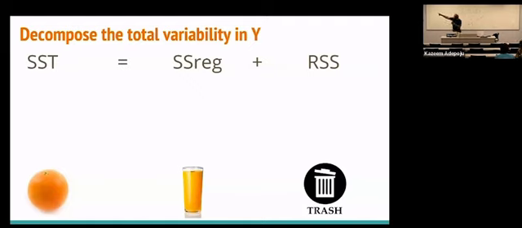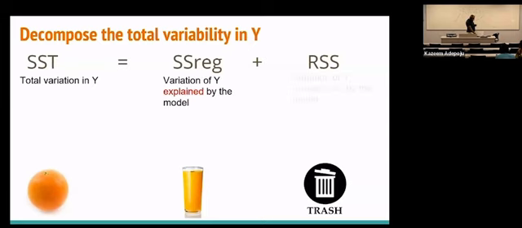So the SST means sum of square total, which we call the total variation around the dependent variable. While SSReg means sum of square regression. The sum of square regression is called explained variation, the variation explained by your model. While the SSE is residual sum of square, which I call unexplained variation.